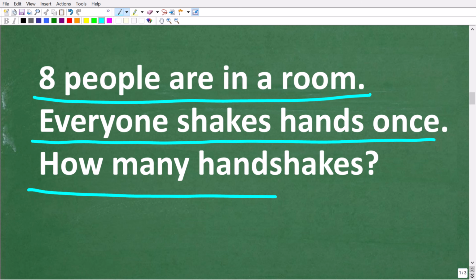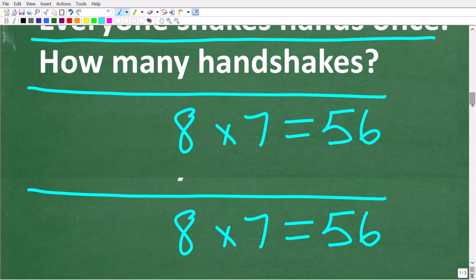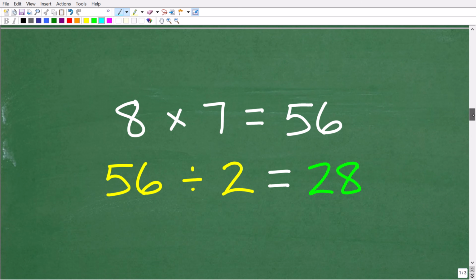So how many total handshakes occurred? All right, so the logic here is that we have 8 people, and each of these people can shake hands with 7 other people. Okay, so 8 times 7, which of course is 56, seems like a reasonable answer, but I just showed you that what's going on here is that we are double counting. So to resolve for that, all we have to do is divide by 2.